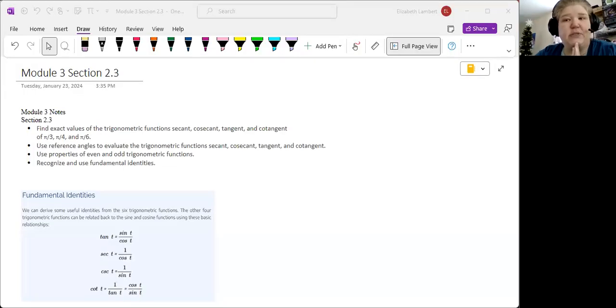Hello, my lovely students. Now we are back for section 2.3. So we're going to look at the other guys. So this is going to be secant, cosecant, tangent, and cotangent.